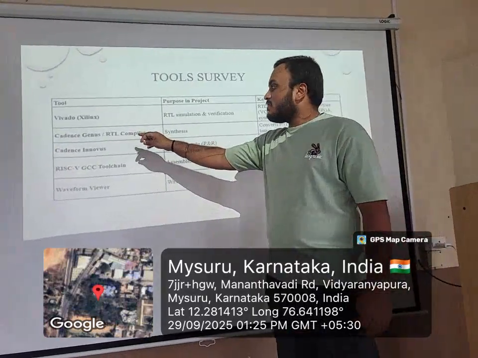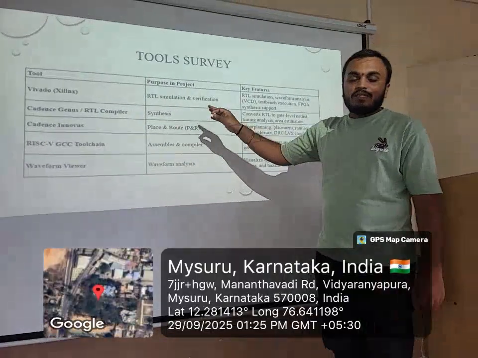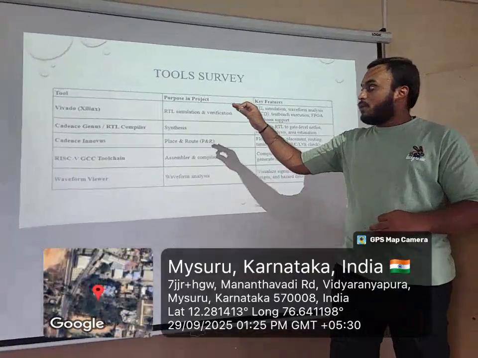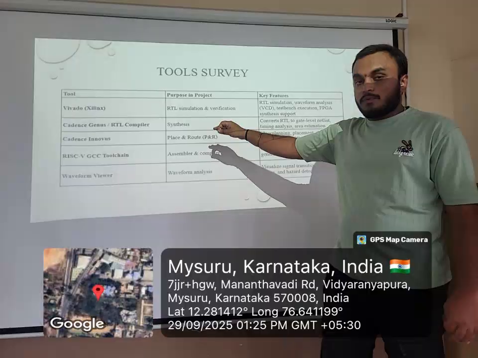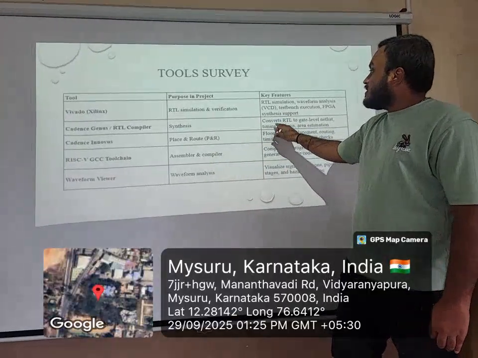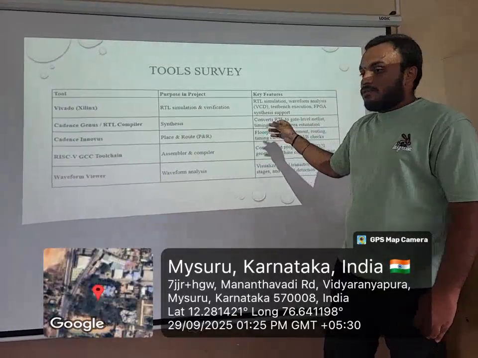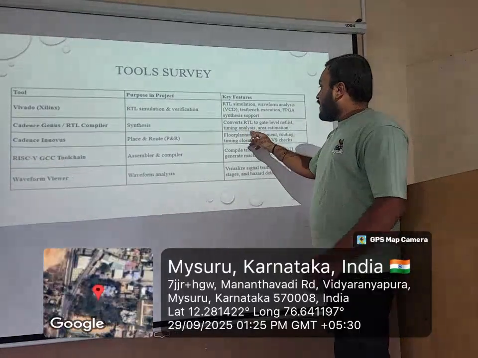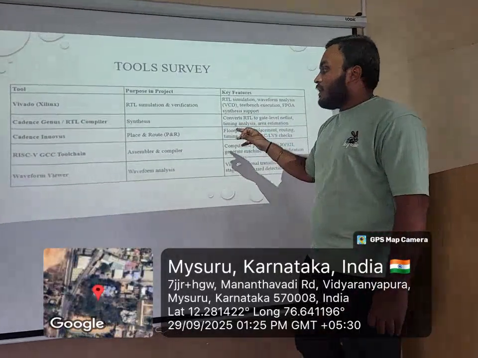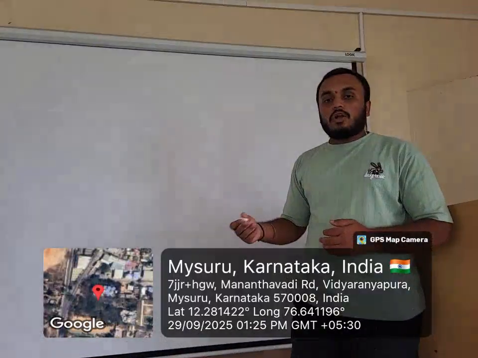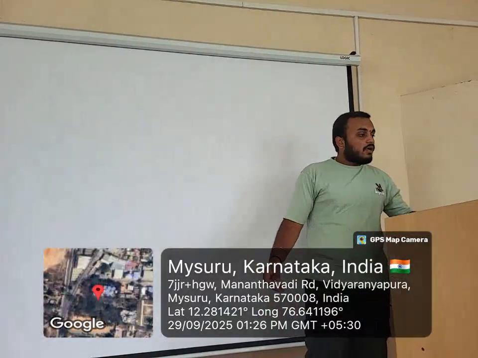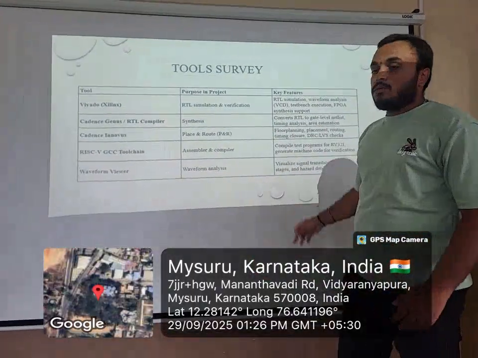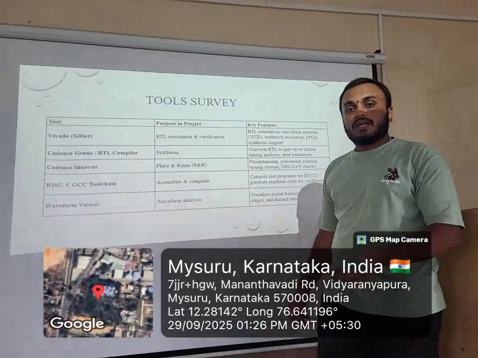The next tool is Cadence Genus, or RTL Compiler, which is used for the synthesis process. After the simulation process, we go to synthesis, where it converts RTL to a gate-level netlist. We have RTL code, it converts to a gate-level netlist, and we do timing analysis and area estimation. Timing analysis means what type of clock pulses it takes, and area estimation means the area required for certain metals, etc.